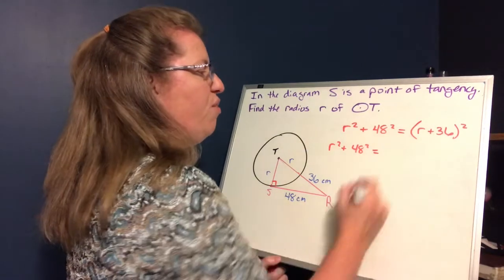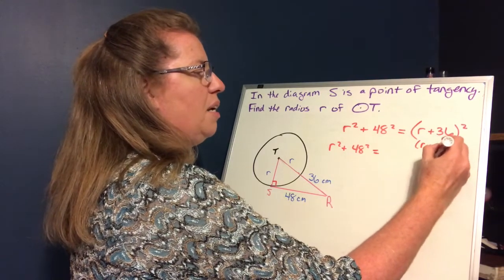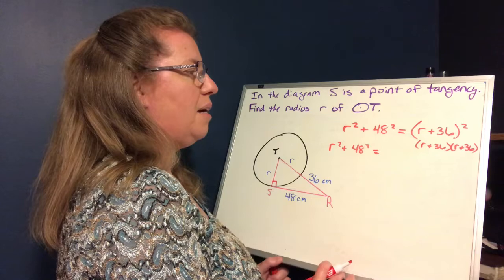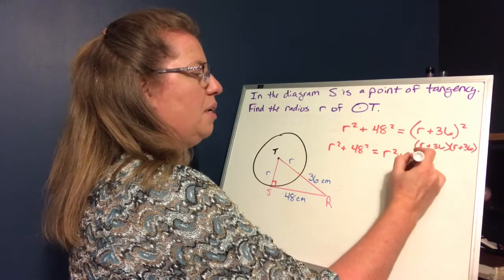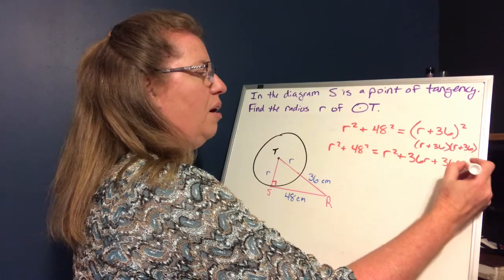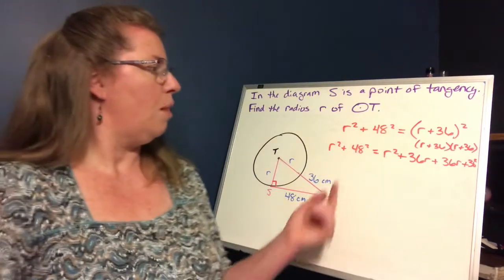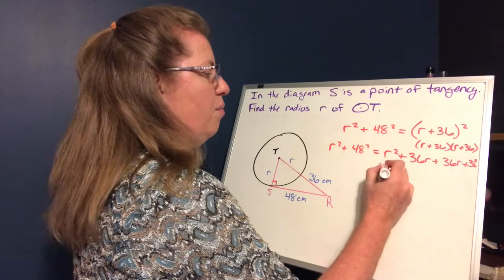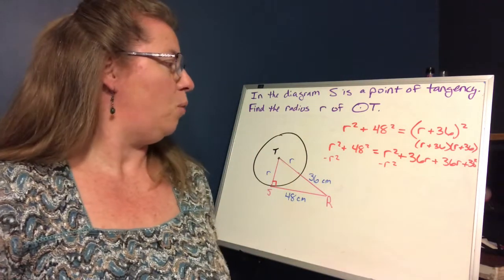Okay? When we FOIL, remember we do the first. You could always rewrite it again, r plus 36 times r plus 36, so you can see the first, outside, inside, and last. So the first is going to be r squared. The outside we get 36r. We multiply the inside, 36r, and plus the last would give us 36 squared. Okay. Now if you look at it, we wind up with r squared here, but we have r squared on both sides. So if I subtract that out of both sides, it just goes away. So we don't have to do our factoring if it's been a while.